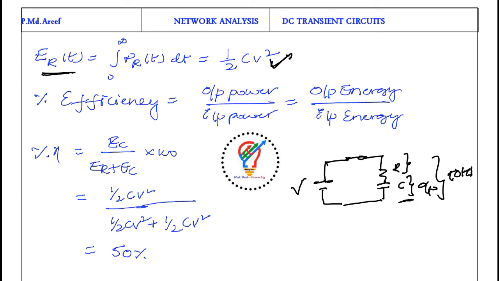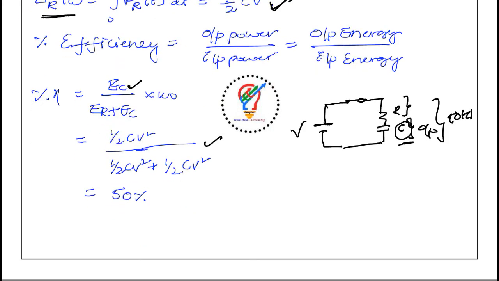What is the output energy across the capacitor? So EC I am taking. Total input power is the sum of these two, so energy across resistor plus energy across capacitor. So this will give an efficiency of 50%.